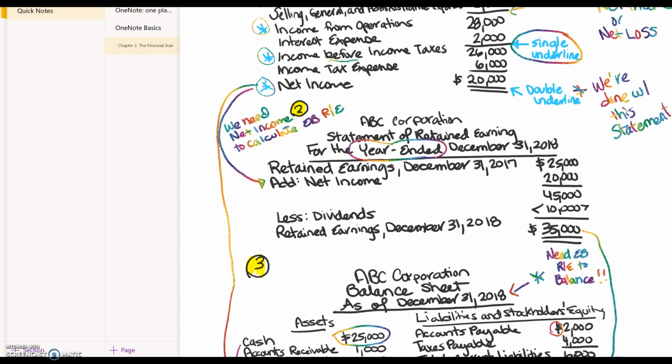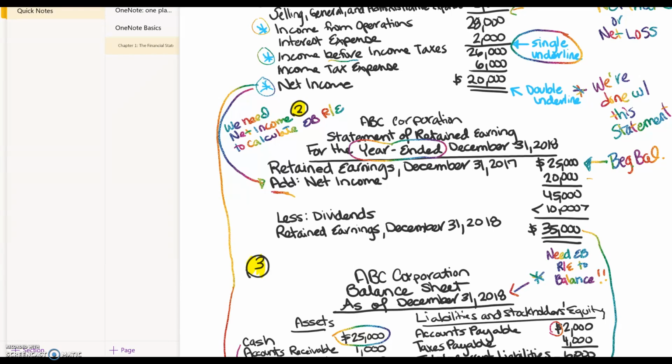First thing I want to point out in the statement of retained earnings, it is obviously much shorter. We have retained earnings, comma, December 31st, 2017. This is our beginning balance. This is what we start the year with. They had earnings that they've held on to and not distributed as of December 31st of $25,000. That's our starting point. Then we're going to add in net income from the period, from the income statement right here.